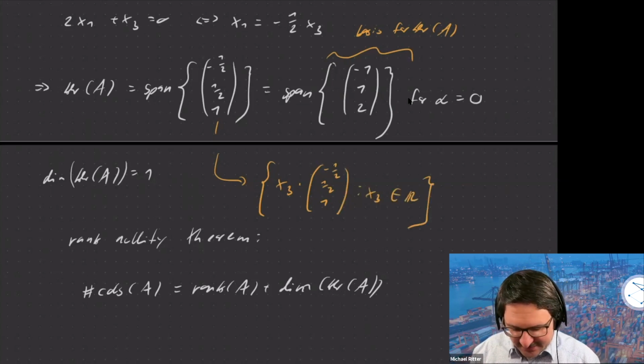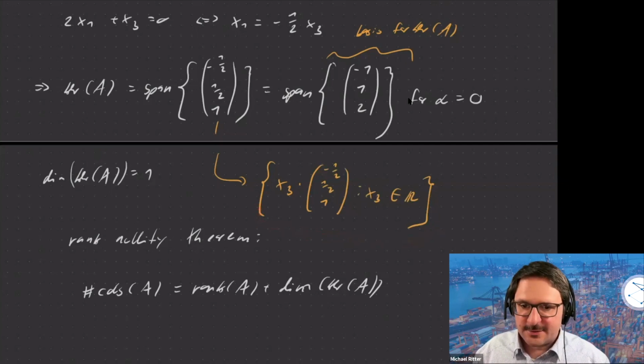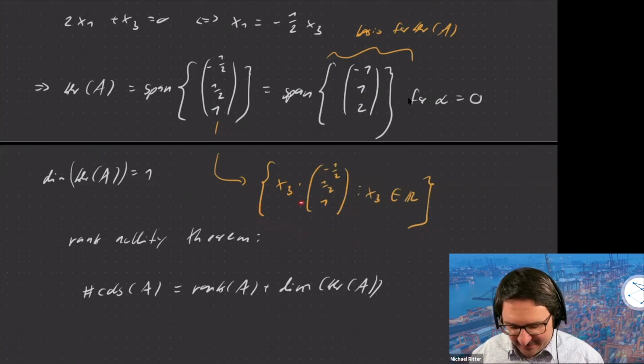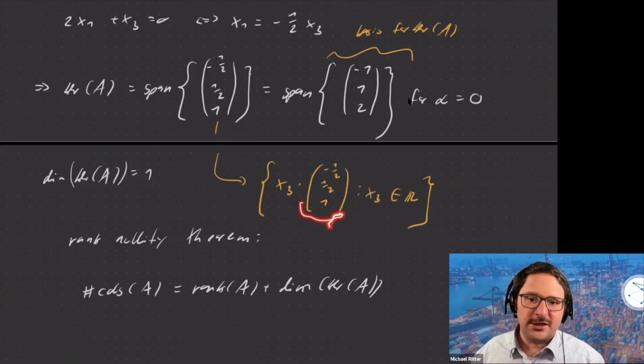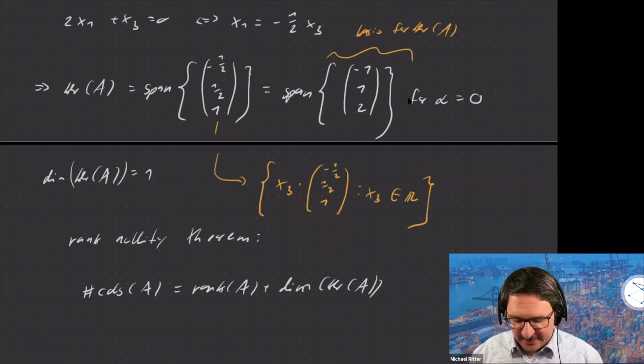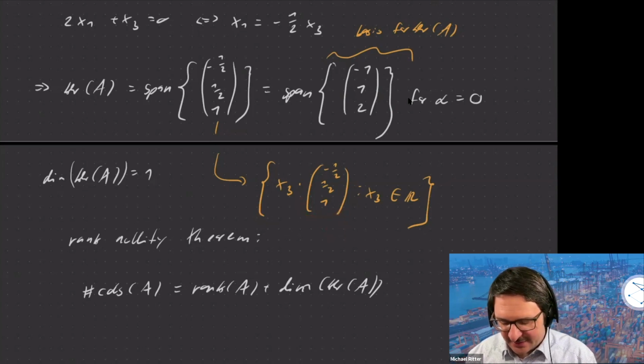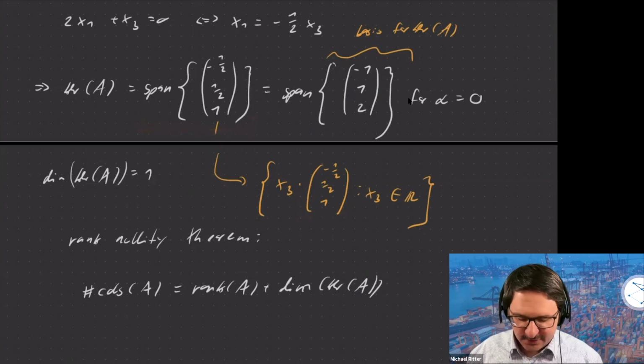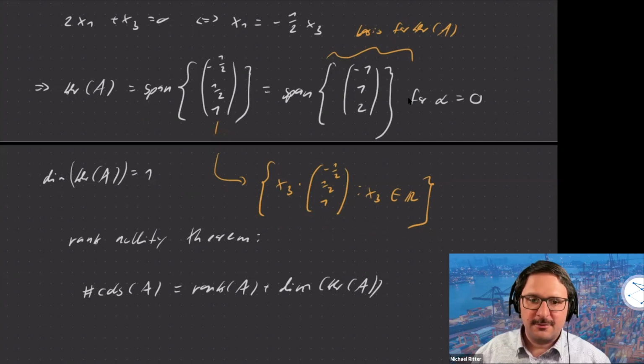So this set here is basically the set of all linear combinations of that vector, or in other words, all multiples of that vector. And I just decided to write that as the span of a vector because it's shorter. You can also write it this way. Totally fine. Same set.